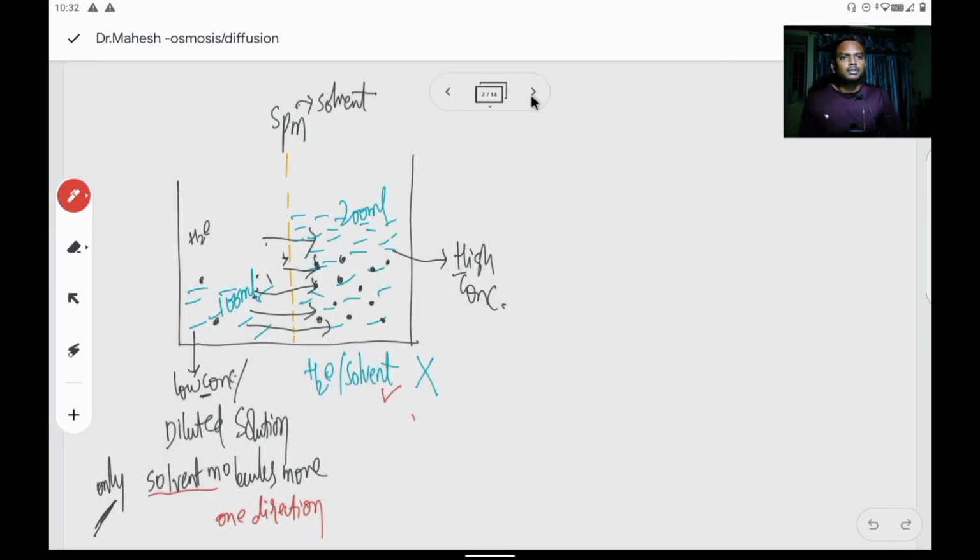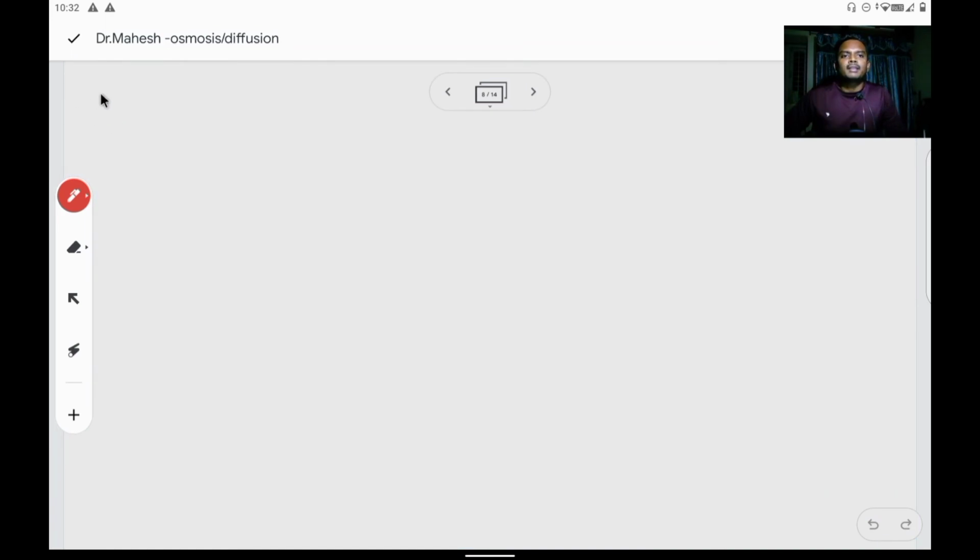Now coming to examples. I covered everything important. I didn't touch small points; only the confusing points I told. Coming to examples in osmosis, let's say take an RBC. Everyone knows what an RBC is. It is a red blood cell of the human body.